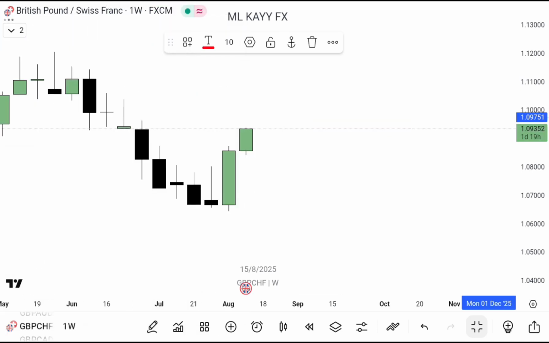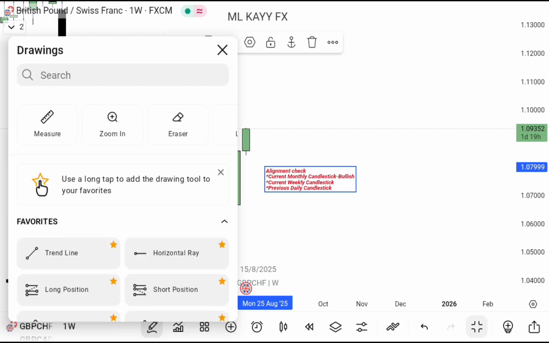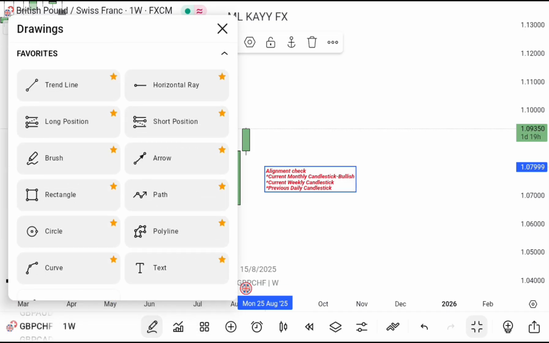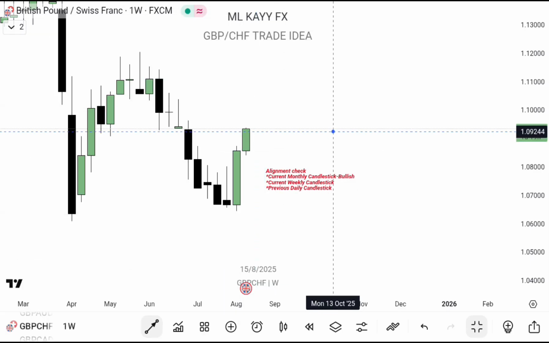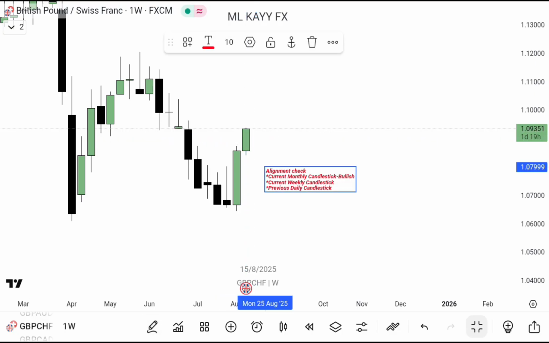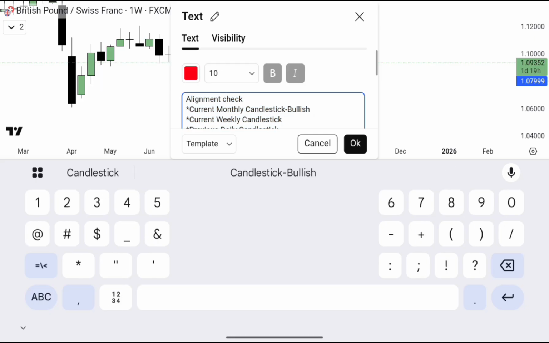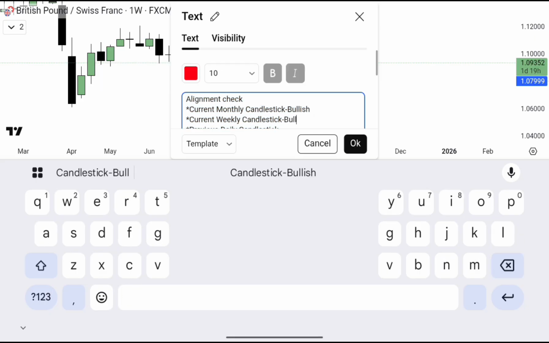Our monthly candlestick, we can see that it's trading bullish. As you can see, I've ticked current monthly candlestick bullish. Our current week is also trading bullish, right? So we note that down, that our current weekly candlestick is trading bullish also.